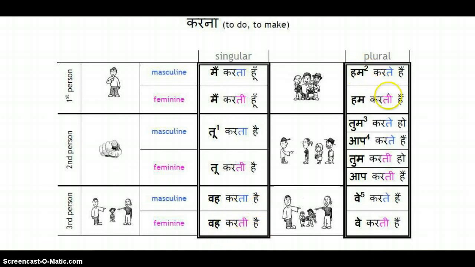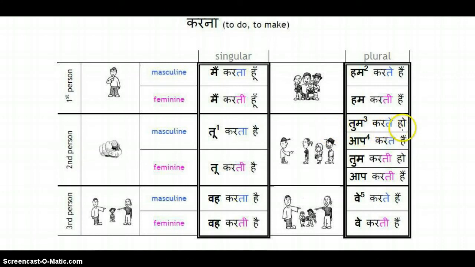Plural, first person plural. Remember all the things I told you about the pronouns and the verb for hona are the same with all other verbs. So the plural is more easily used and heard in Hindi. हम करते हैं is masculine, we do. Feminine, हम करती हैं. Second person, again, plural, used also for the singular.